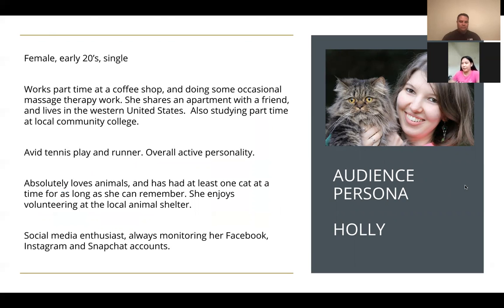Holly is female, early 20s, single, works part-time at a coffee shop and does some occasional massage therapy work. She shares an apartment with a friend and lives in the Western United States. She is also studying part-time at a local community college, and is an avid tennis player and runner. Overall, an active personality, she absolutely loves animals and has had at least one cat at a time for as long as you can remember. She enjoys volunteering at the local animal shelter. A social media enthusiast, she is almost always monitoring her Facebook, Instagram, and Snapchat accounts.